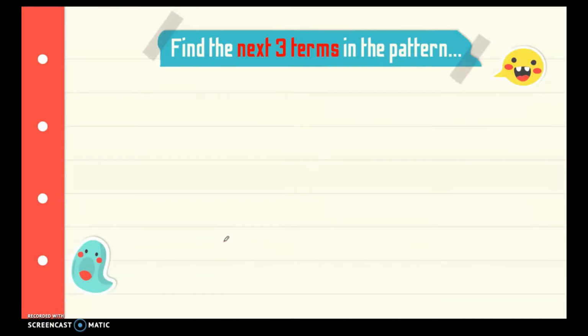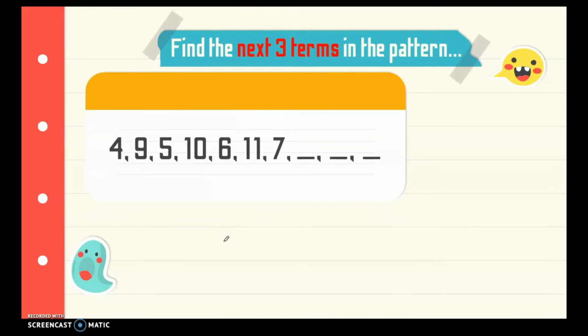Next, we have find the next 3 terms in the pattern. So we have 4, 9, 5, 10, 6, 11, and 7. So the 4 becomes 9 by adding 5. But let's confirm it with the next term. From 9, it becomes 5. So it's like subtracting 4.